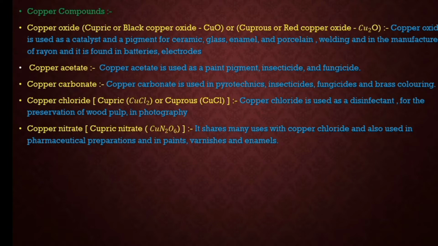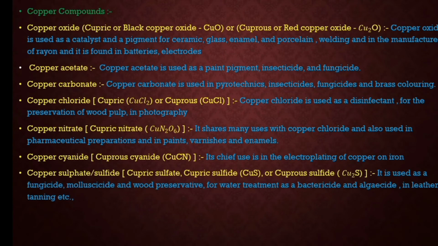Coming to copper chloride, cupric means CuCl2, cuprous means CuCl. Copper chloride is used as a disinfectant, for the preservation of wood pulp, and also in photography. Coming to copper nitrate, that is cupric nitrate, the formula is CuN2O6. It shares many uses similar to copper chloride, and copper nitrate is also used in pharmaceutical preparations and in paints, varnishes and enamels.